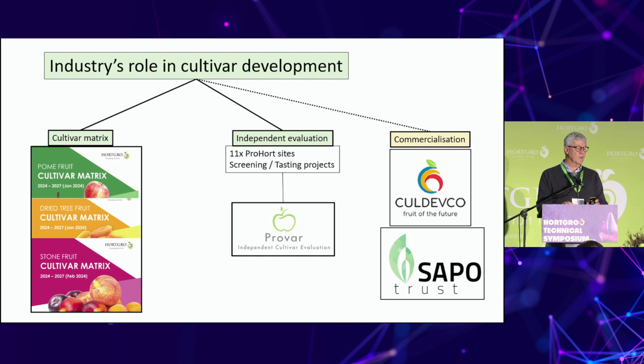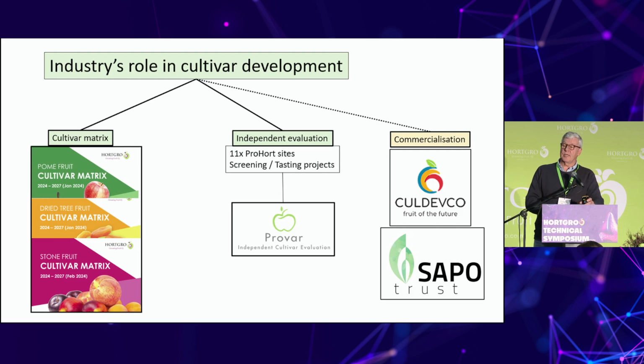We got groups of experts together and drafted a cultivar matrix, which is on our website. You can have a look at that, which basically identifies what one's looking for in new cultivars. So it's almost a wish list in terms of where the gaps are. That is a useful tool for breeders and for evaluators, and it gives an indication.